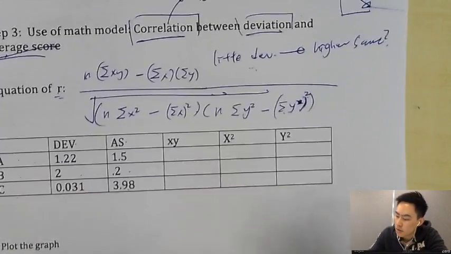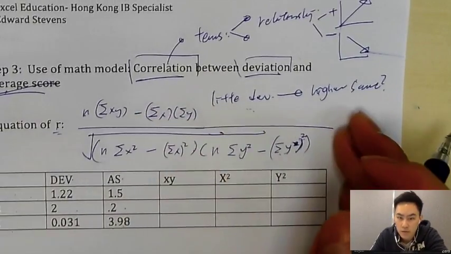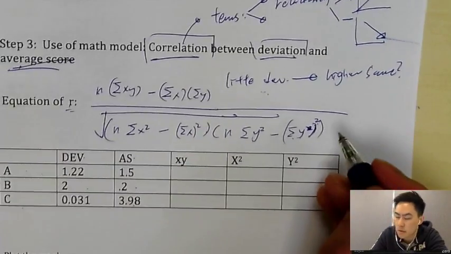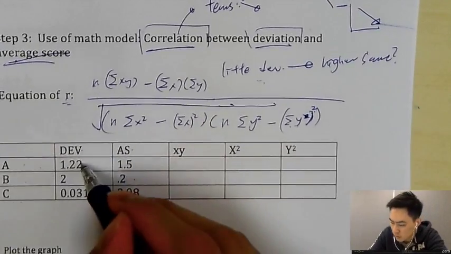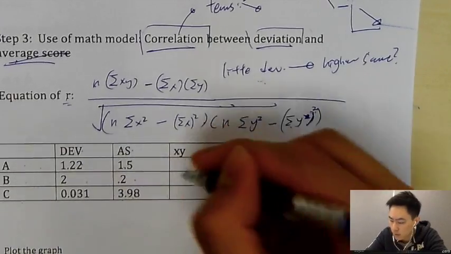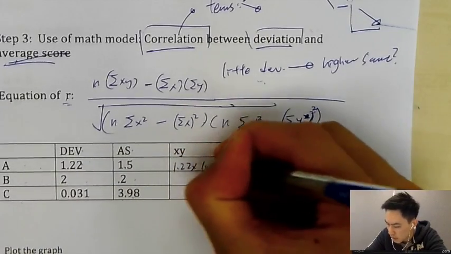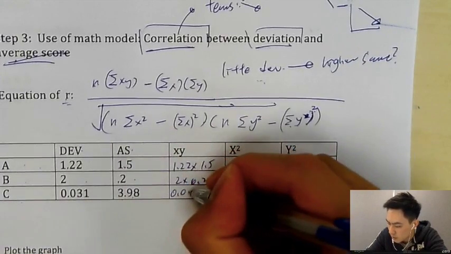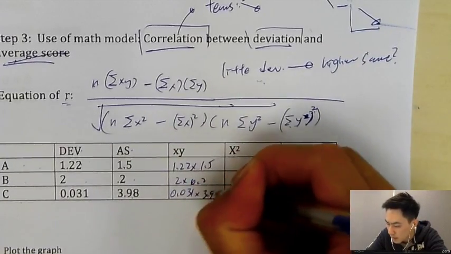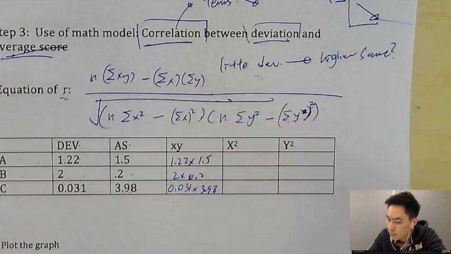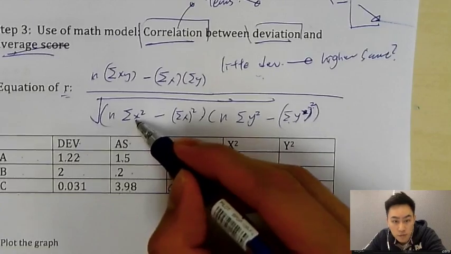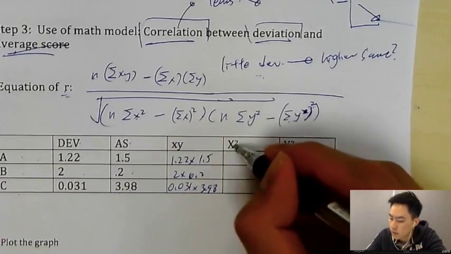Okay, so basically you have to calculate all the values and then fit in, right? So first is xy. So what does it mean by xy? So is this one and this one, right? You multiply the two. 1.22 times 1.5, and this one is 2 times 0.2, 0.031 times 3.98, right? And then for x squared, because here you can see we have summation of x squared, right? Okay, so then you have to calculate the x squared.